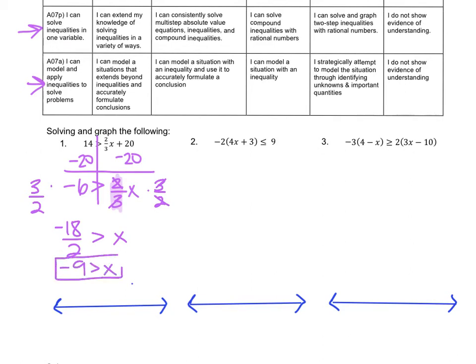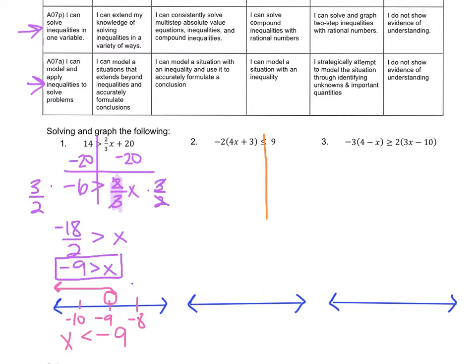So here is my answer. Then I need to graph. When I graph, I like to look at it the other way, so I like to think of it as x is less than negative 9. So on my number line, we have negative 10, negative 9, negative 8. Open circle at negative 9, and x is less, so we're going to go down the number line with that arrow.